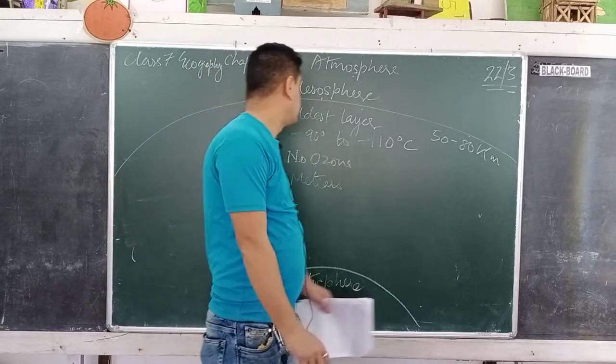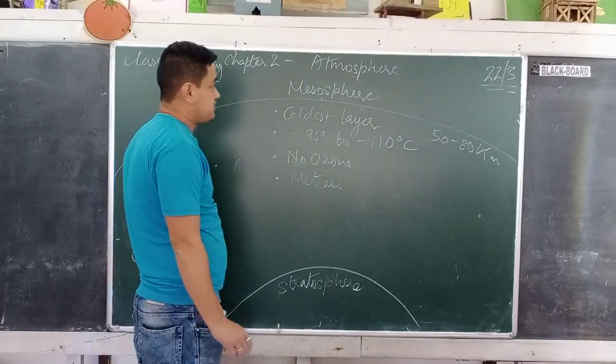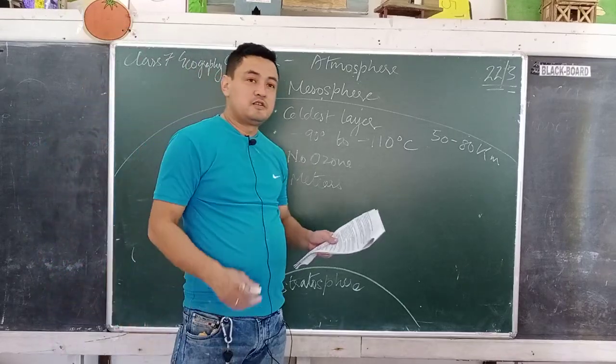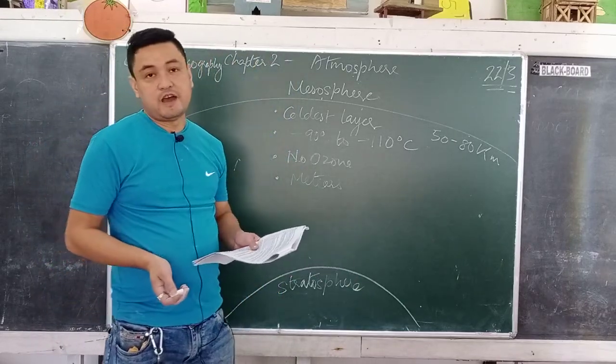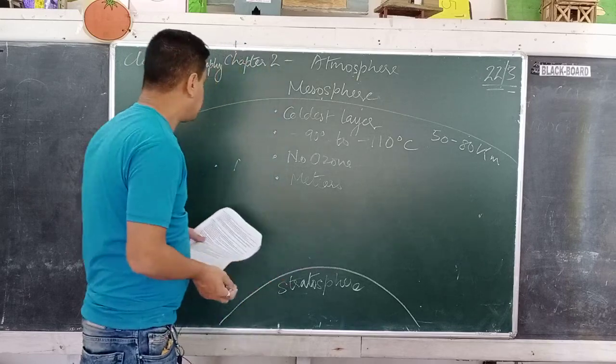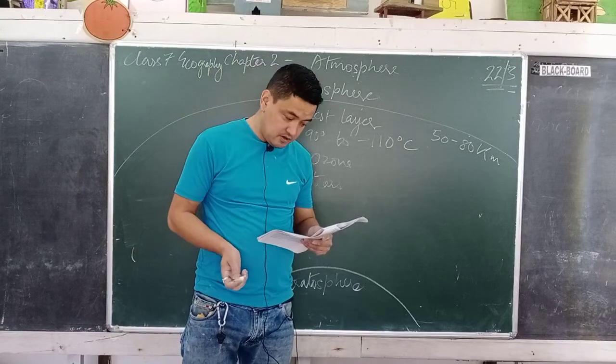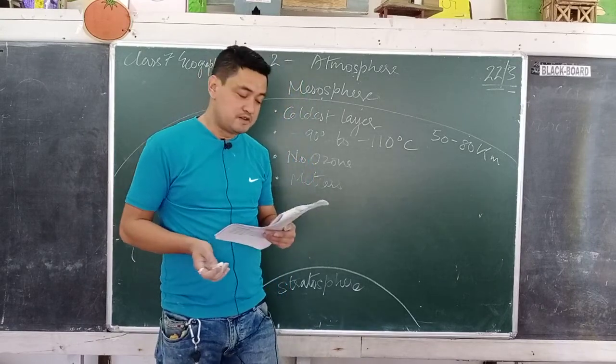Children, this video is on chapter 2, atmosphere, for class 7 geography. This is a continuation of the structure of the atmosphere. Today we are going to study about the mesosphere. Last time we studied about the stratosphere.